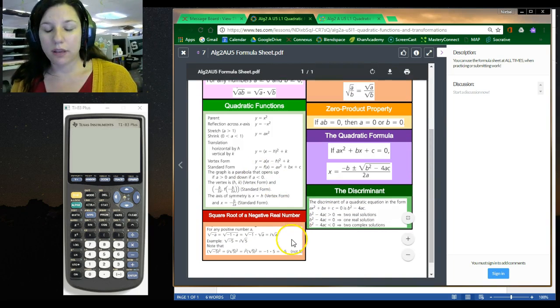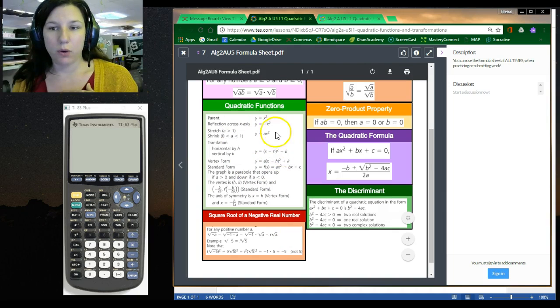And then for Unit 5, Lesson 1, where you're looking is right here for the quadratic function. It explains all of the translations. This is a parent function. If you want to reflect over the x-axis, stretch or shrink, translations, horizontal or vertical, it has all of the formulas here for you to follow.